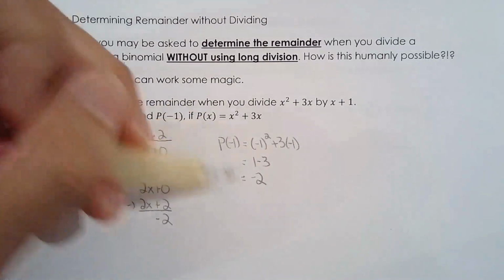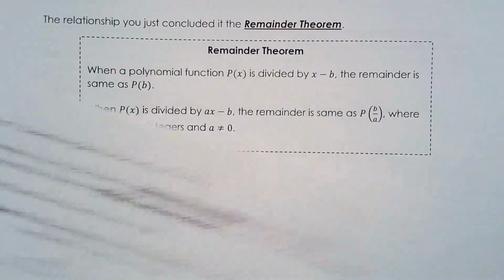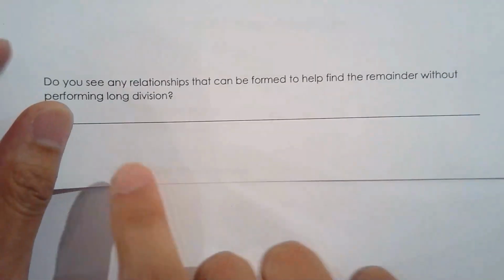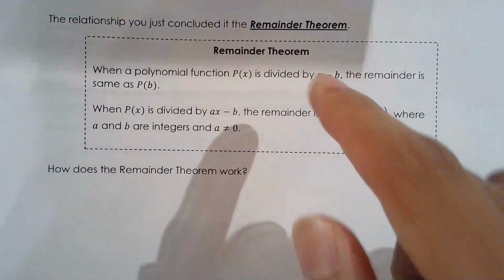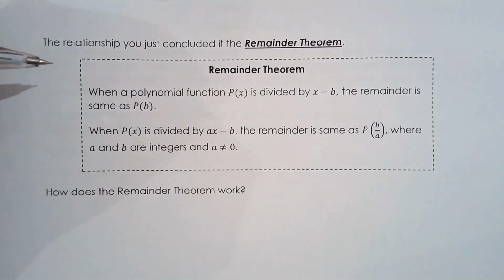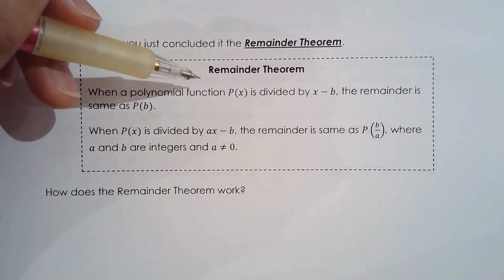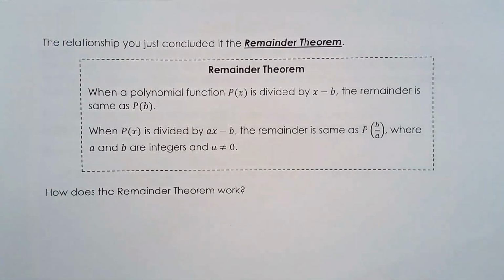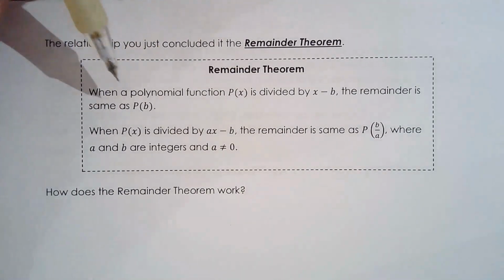So this is the shortcut. I won't fill in the last line here, because the last line is actually what I wrote on the next page. What I want you to get to is called the remainder theorem. The remainder theorem is basically what we wanted to do from the get-go, which is find the remainder without doing long division. So how can you find the remainder without doing long division?